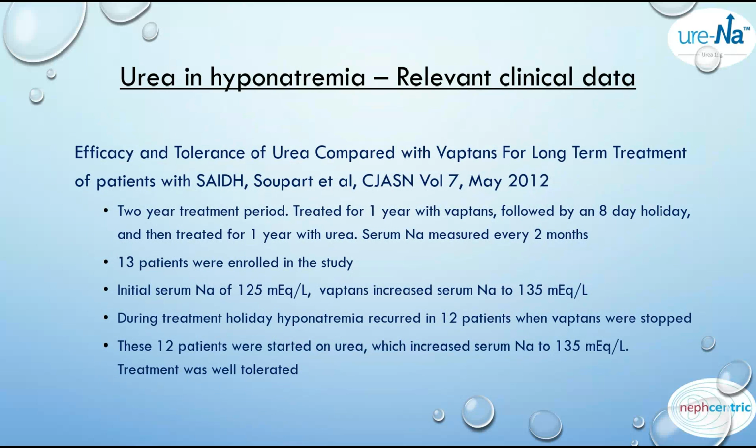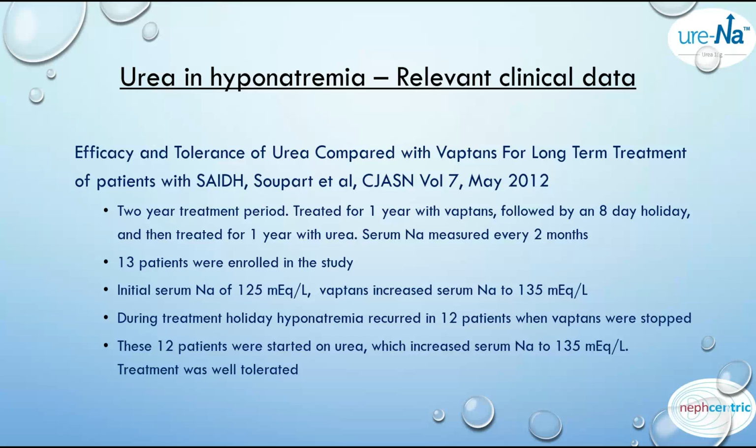More clinical data on urea in patients with SIADH compared to Vaptans, as shown in this slide. A 2-year treatment period, treated with Vaptans for 1 year, followed by an 8-day holiday, and then treated for 1 year with urea. Serum sodium was measured every 2 months, and 13 patients enrolled in the study showed an initial serum sodium of 125 mEq per liter, and the Vaptans increased the sodium to 135, while the treatment was actually stopped and there was a treatment holiday. It recurred in about 12 patients when the Vaptans were terminated.